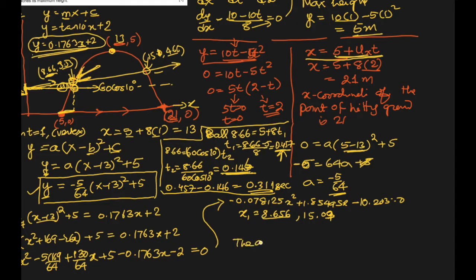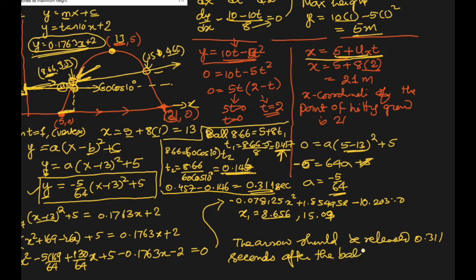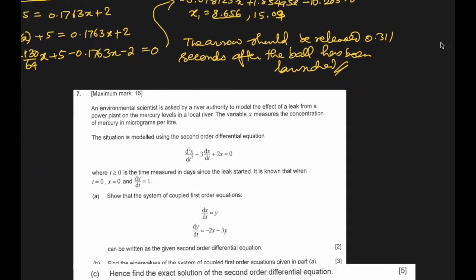The arrow should be released 0.311 seconds after the ball has been launched. And we have answered all parts of this question. Let's see what question number 7 has for us.